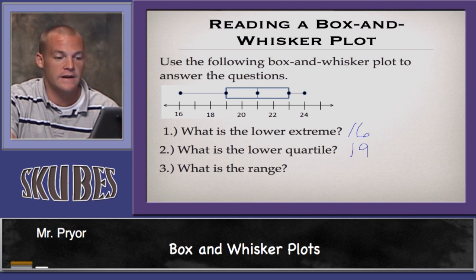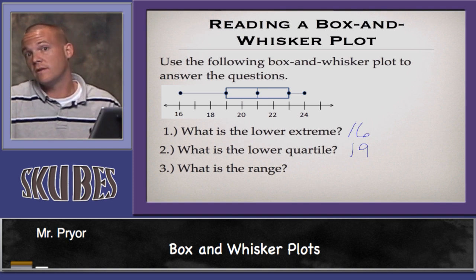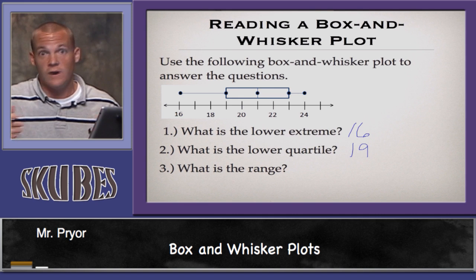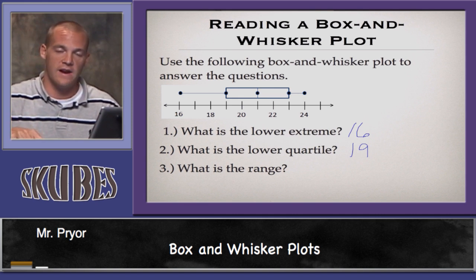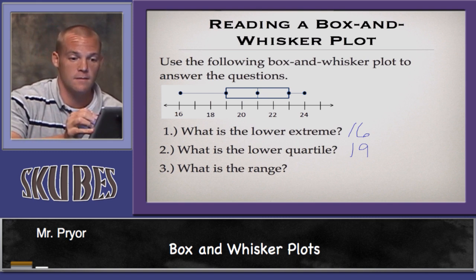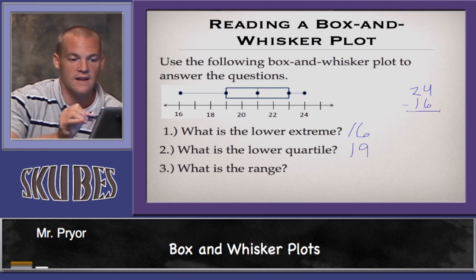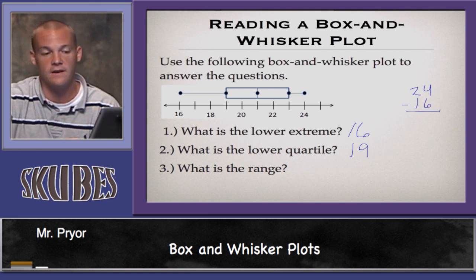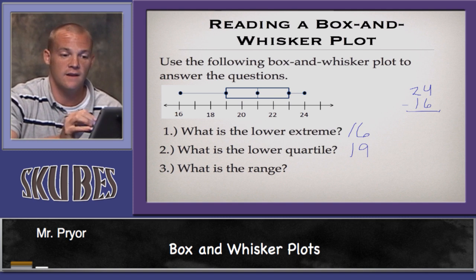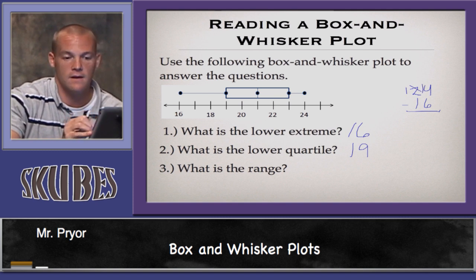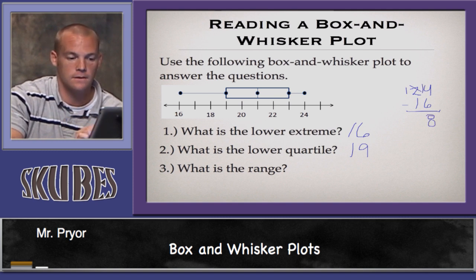And finally, what is the range? Be careful, because you have interquartile range and you also have range. When you're finding regular range, that is going to be the highest value minus the lowest value. So in this case, it's going to be 24 minus 16. You're not finding interquartile range, you're finding the regular range. So in this case, you can do a little borrowing here and you get 8. All right.